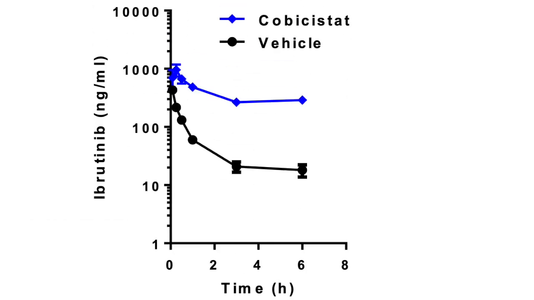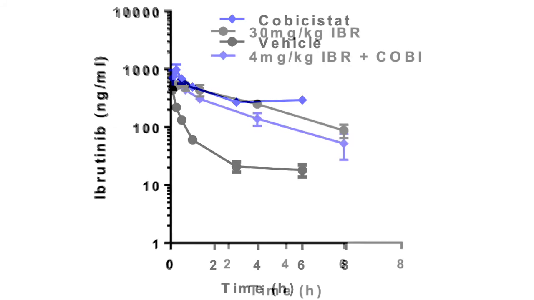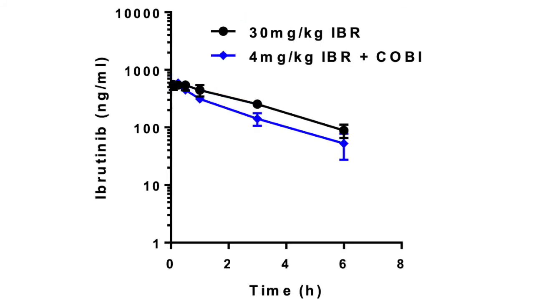To test this, we studied ibrutinib alone or in combination with cobicistat, an inhibitor of ibrutinib's metabolism. We administered ibrutinib alone or ibrutinib with cobicistat and looked at concentrations of ibrutinib. And what we found is that concentrations of ibrutinib were greatly increased when given with cobicistat, suggesting that we increased ibrutinib's bioavailability.